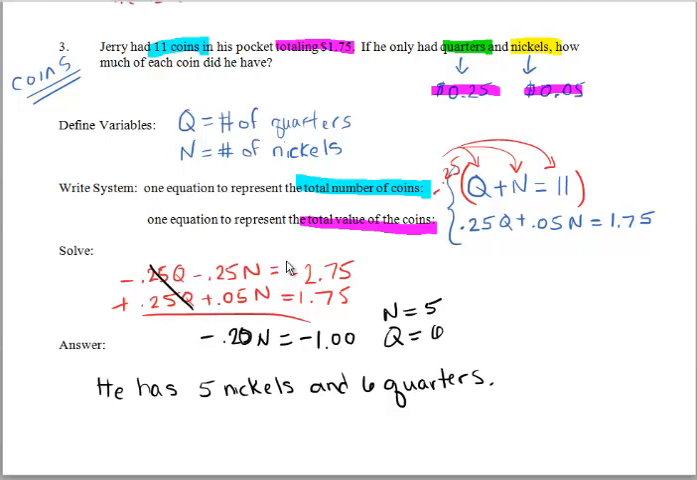Again, in review, I have defined my variables, Q and N, for quarters and nickels. Those were the two things I was talking about. I wrote my system based on the total number of items, then the value of the coins. I solved and wrote my answer in a final sentence. So while each of these three problems are slightly different because they're talking about slightly different content, the general format is the same for all three.